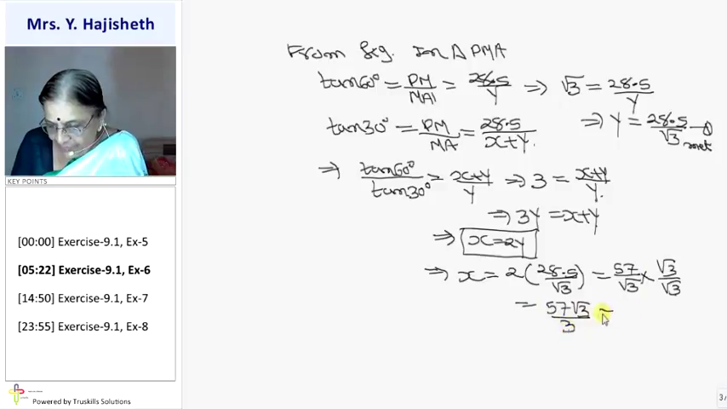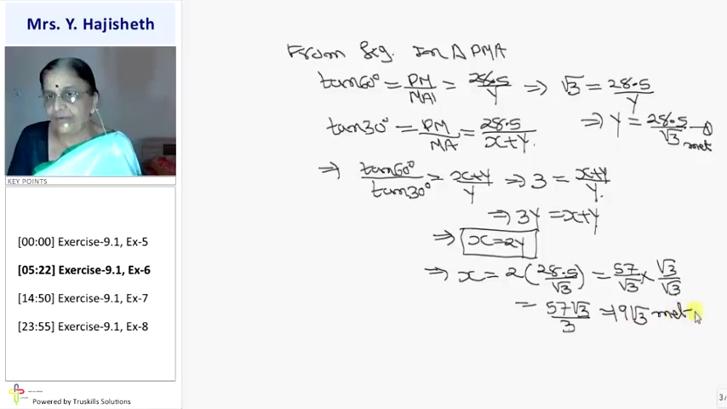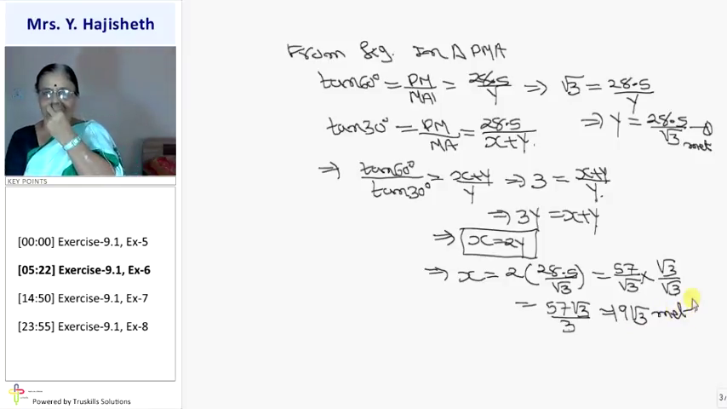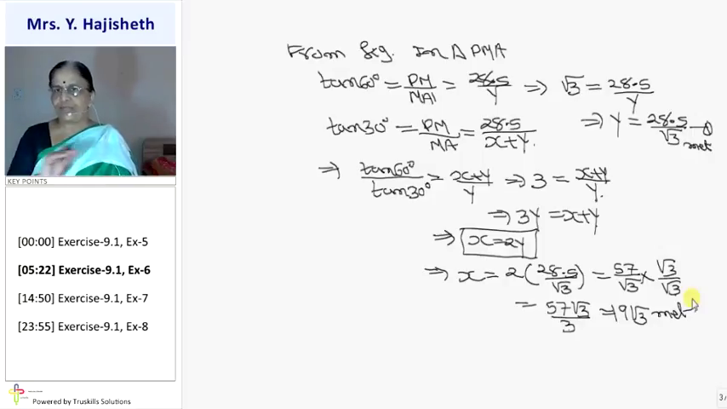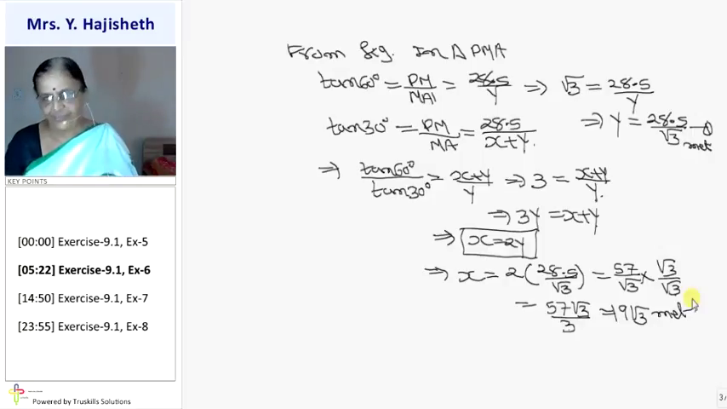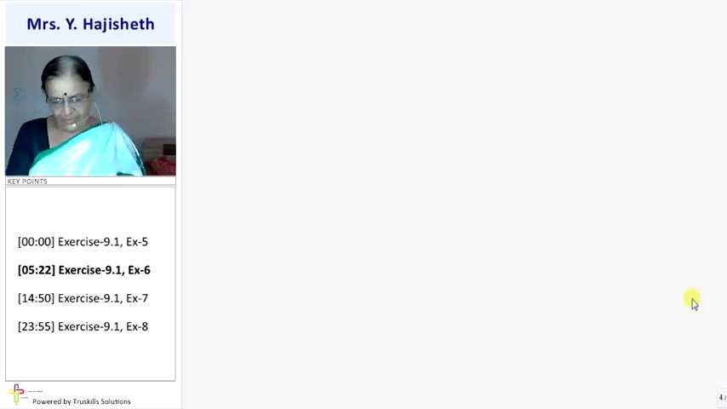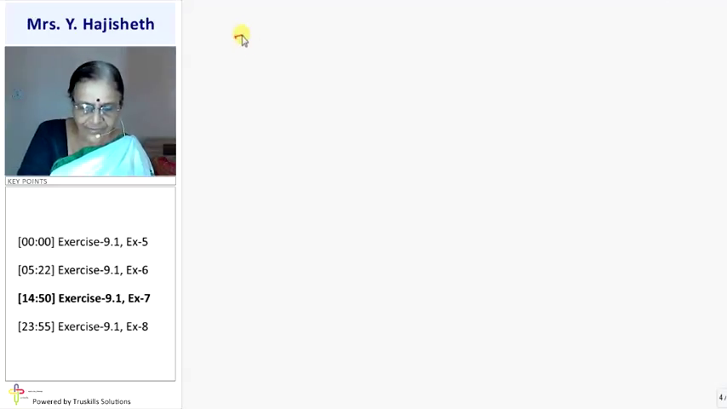And 3 19s are 57. So 19 root 3. What is the distance covered by that 1.5 meter tall boy in order to increase the angle of elevation from 30 degree to 60 degree? Distance covered is 19 into root 3 meter. You need not write down the value of root 3. You can write your answer in root 3. No one is going to mark you wrong. Now sum number 7.